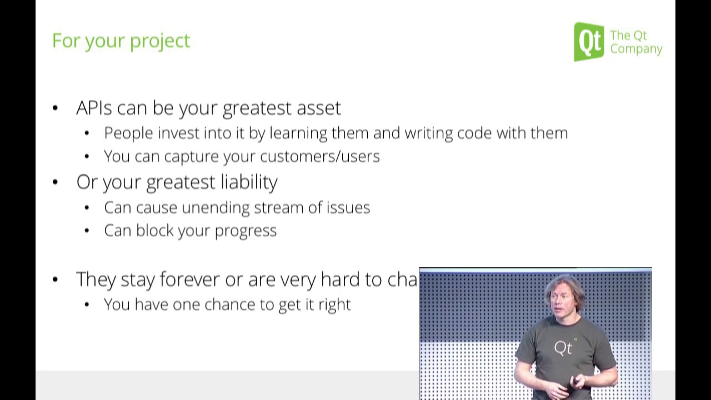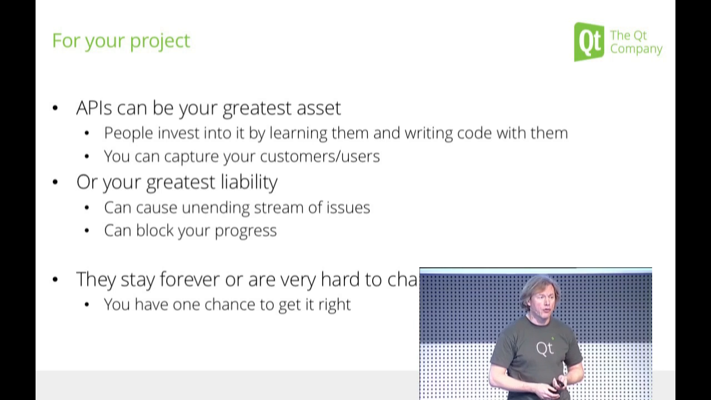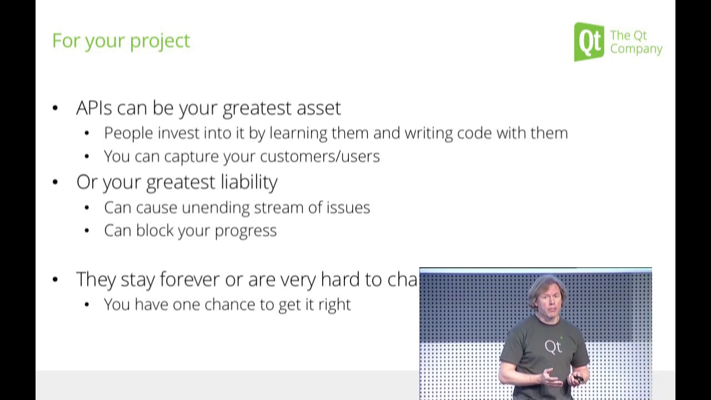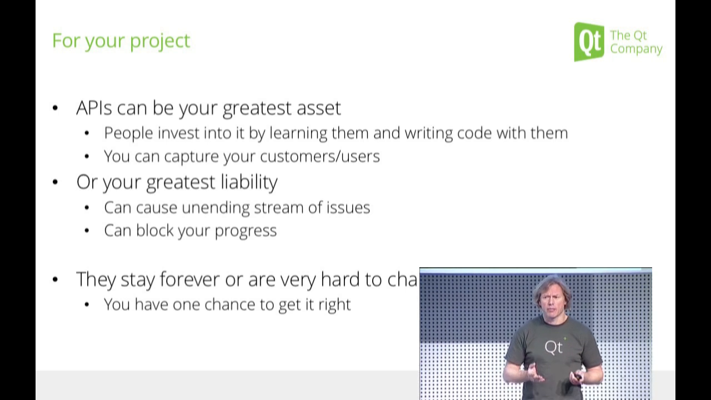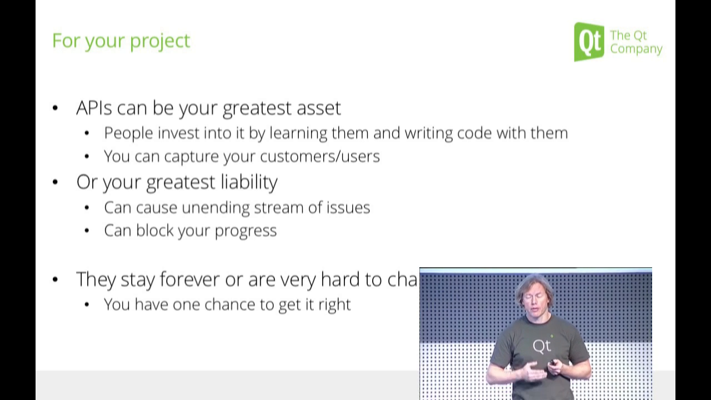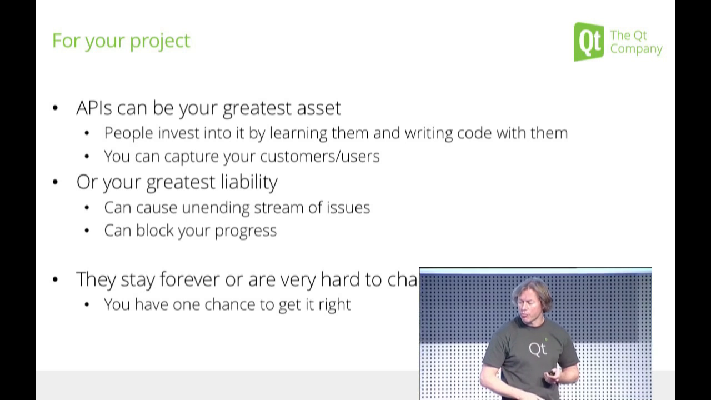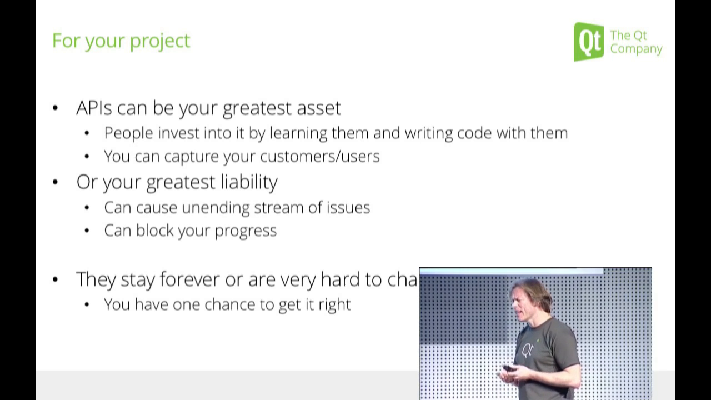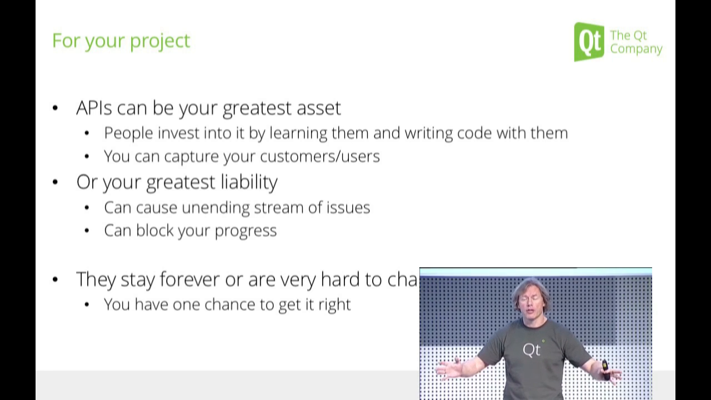At the same time, bad APIs can be your greatest liability. You're sitting around with something that you don't know how to maintain or improve. People are using your API and they stay there, you're stuck with them, and you're not happy with them because they don't do what you want them to do. They have unexpected side effects, weird behavior, and they can really cause an unending stream of issues rolling in, blocking you from doing your productive work, from doing new things, and hampering your progress. And as APIs tend to stick around, they stay forever, or at least they are often very hard to change, because they tend to spread out in your project.